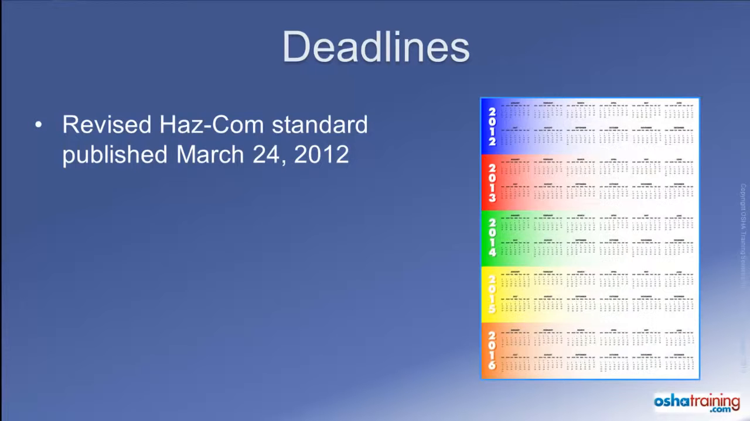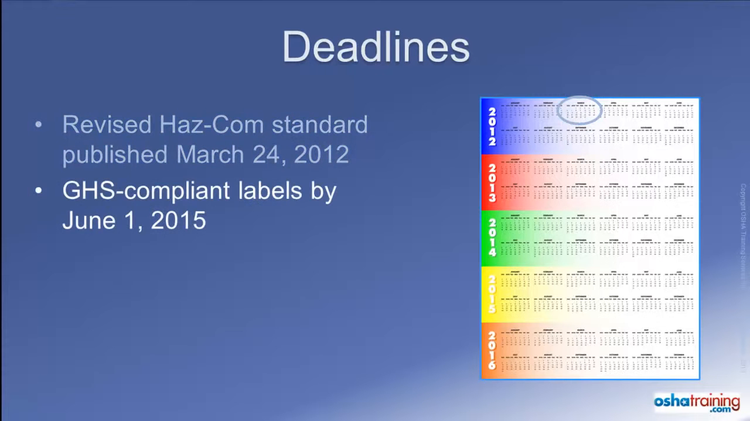The revised Hazard Communication Standard, which requires the use of GHS-compliant labels on containers, was published on March 24th of 2012. And OSHA is giving manufacturers and distributors of hazardous chemicals and products until June 1st of 2015 to make sure all containers display the updated labels. However, many manufacturers and distributors are already starting to use compliant labels on their containers, or will be doing so long before the due date.